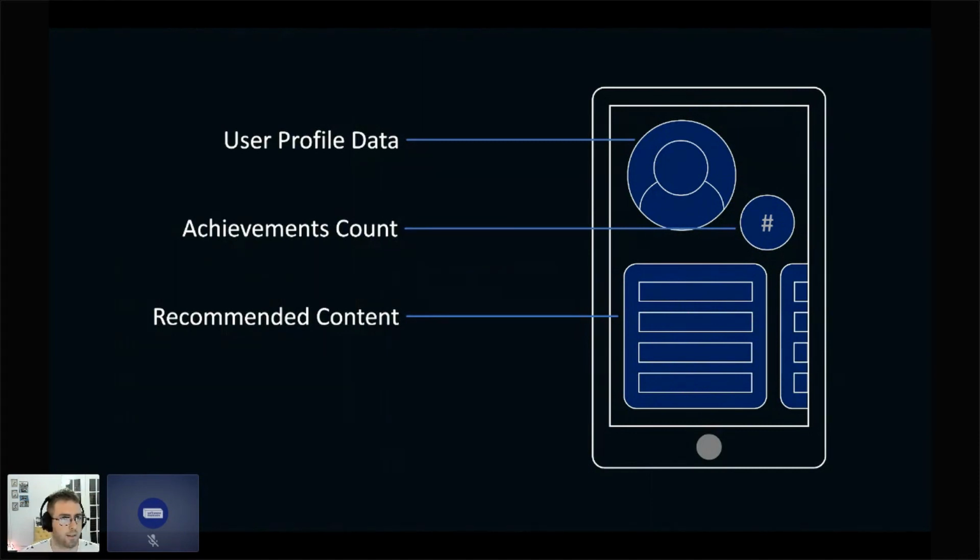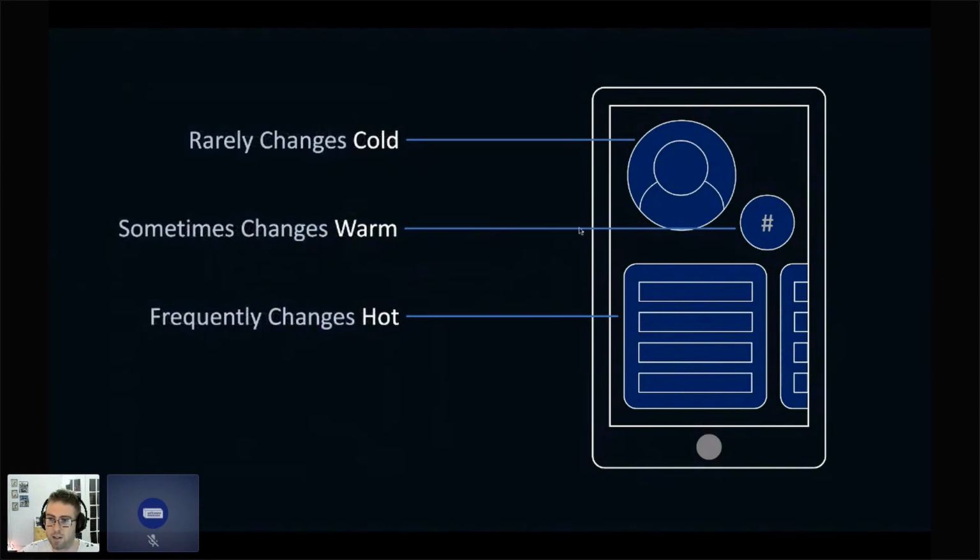Now, these 3 pieces of data are pretty representative of really common forms of data that you often see in the wild. We have data that rarely changes. I'm going to call that cold data. We have data that sometimes changes. I'm going to call that warm data. And then the frequent hot change data, which happens multiple times a day, perhaps even multiple times an hour or minutes, that's hot stuff.